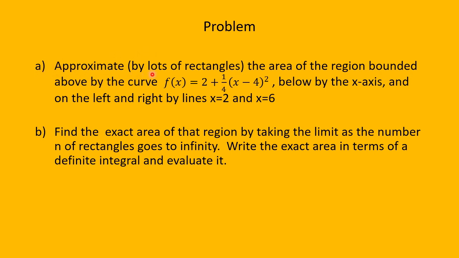So here's a problem. Part A. Let's approximate, by lots of rectangles, the area of the region bounded above by the curve f of x equals 2 plus 1/4 the quantity (x minus 4) squared, below by the x-axis, and on the left and right by the lines x equals 2 and x equals 6. So we'll do this by using a Riemann sum. Then we'll find the exact area of that region by taking the limit as the number n of rectangles goes to infinity, and then we can evaluate a definite integral to find the exact area of that region.